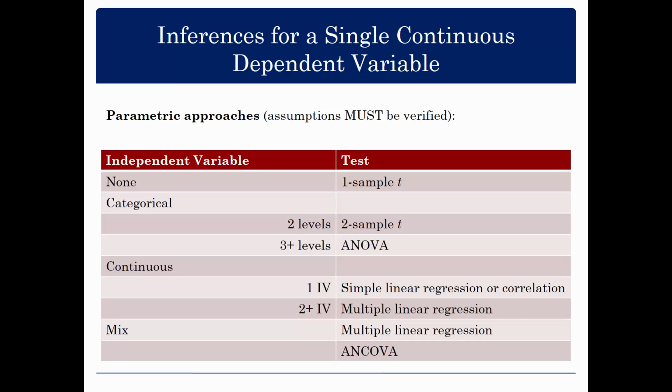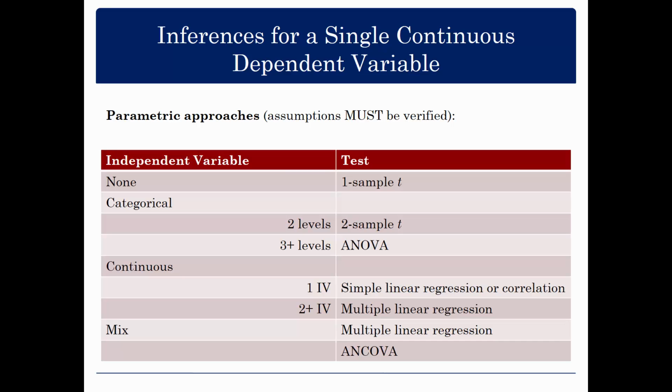What if you have a continuous independent variable? In other words, you don't have groups. You're not classifying individuals. You're measuring, maybe within individuals, some continuous independent variable and then a continuous dependent variable, and you're interested in the association between the two.